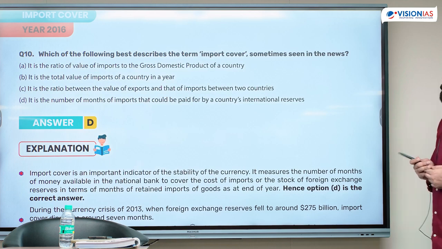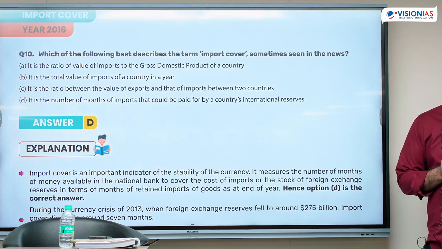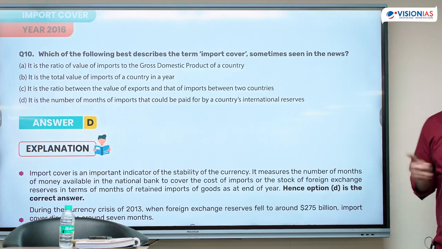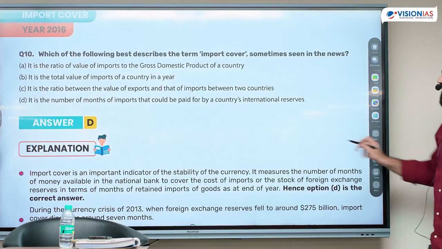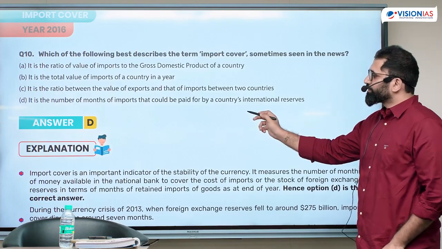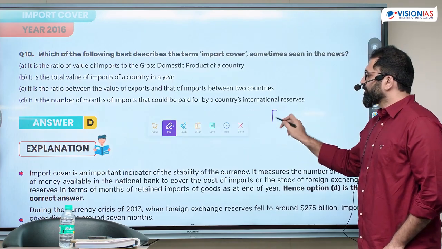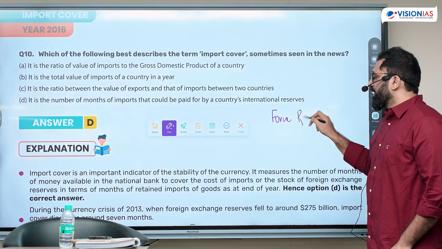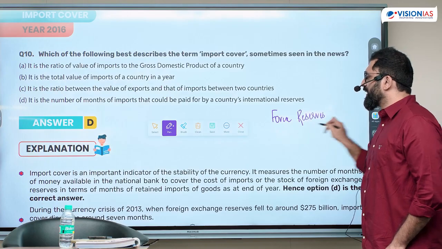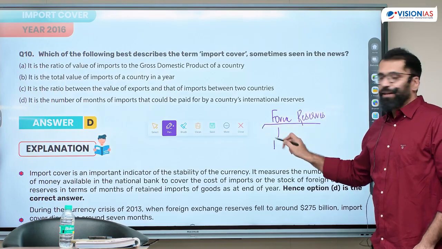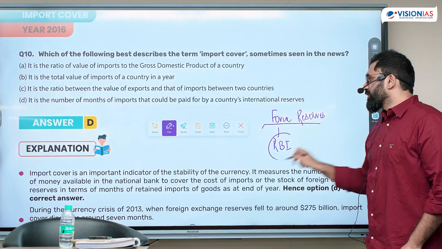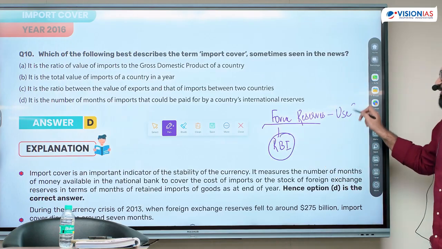Which of the following best describes the term import cover? What is import cover? This is also news, every time covered in the news. Why does any country want to have foreign exchange reserve? Any country has reserves of foreign exchange. Who maintains these reserves? RBI. RBI maintains these foreign exchange reserves. What is the use of this foreign exchange reserve?